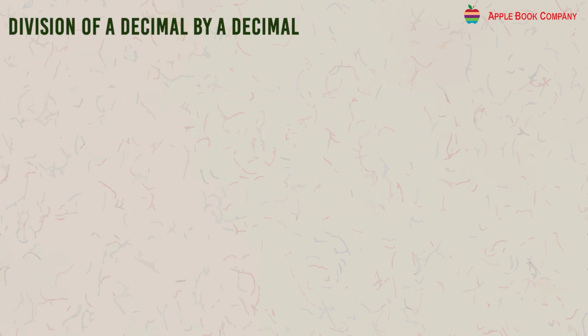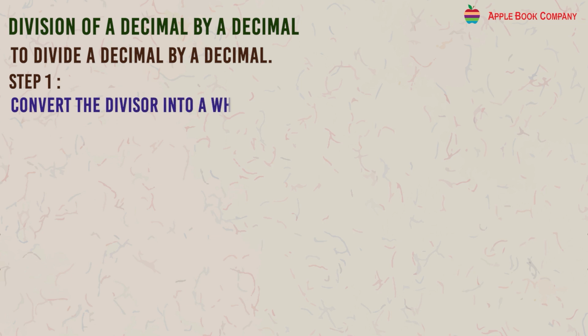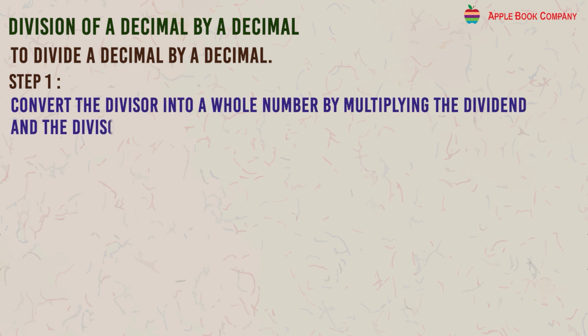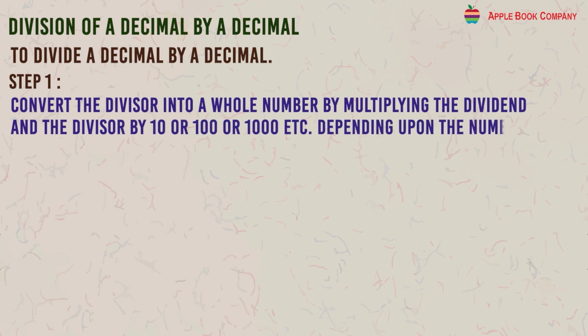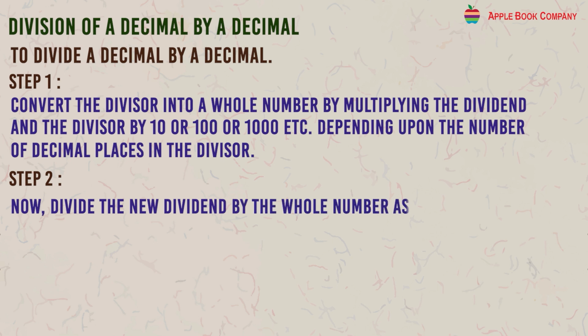Division of a decimal by a decimal. To divide a decimal by a decimal, we follow the following steps. Step 1. Convert the divisor into a whole number by multiplying the dividend and the divisor by 10 or 100 or 1000, etc., depending upon the number of decimal places in the divisor. Step 2. Now, divide the new dividend by the whole number as discussed earlier.